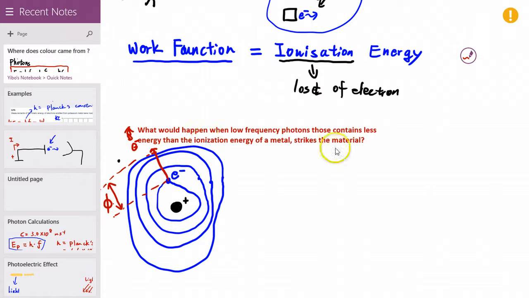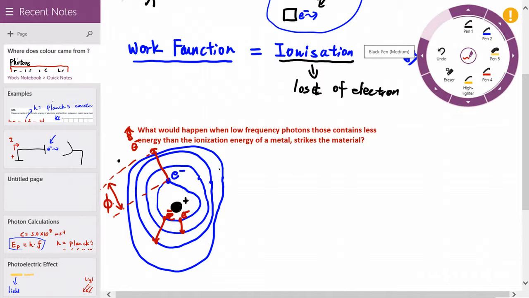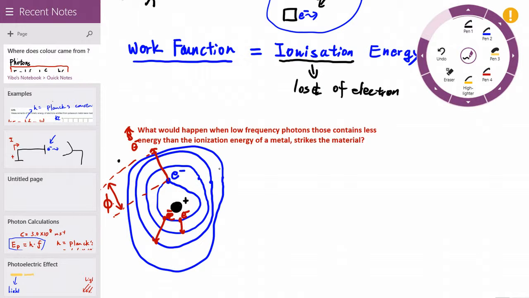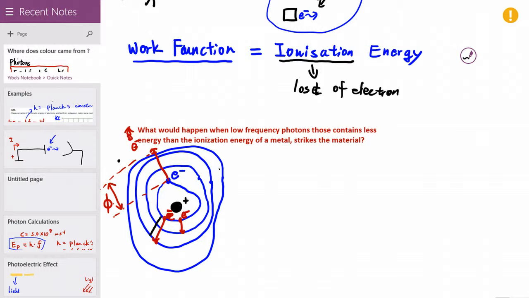So when there's not enough energy applied to the electron, when a photon with low frequency and low energy strikes it, the electron would jump up to the next energy level, or to a further energy level. This really depends on how much energy it is. Then milliseconds later, it will return to its ground level, to its original state.